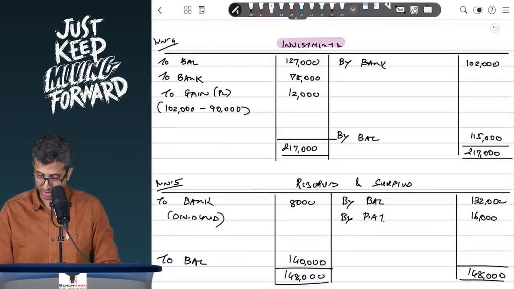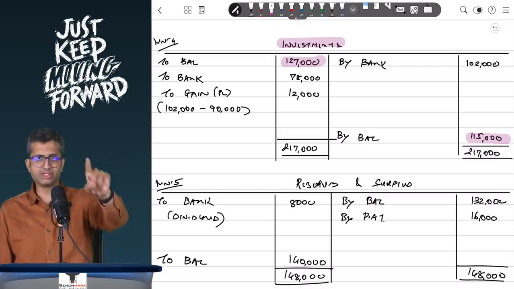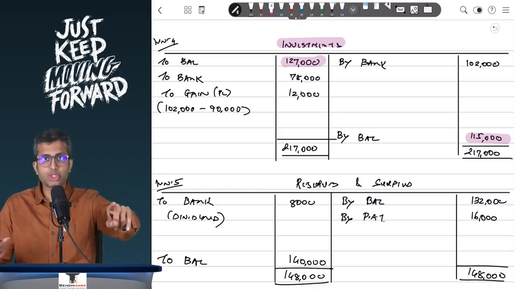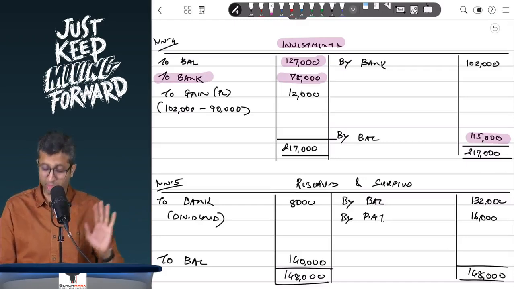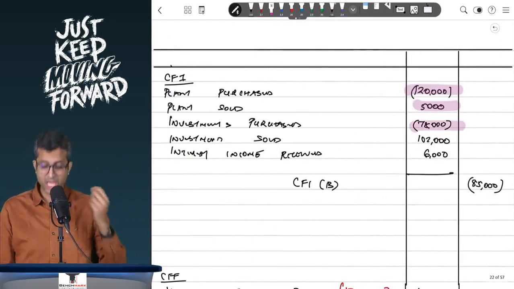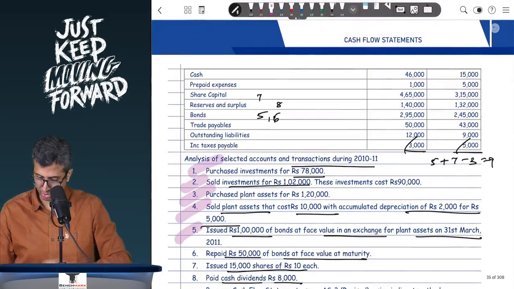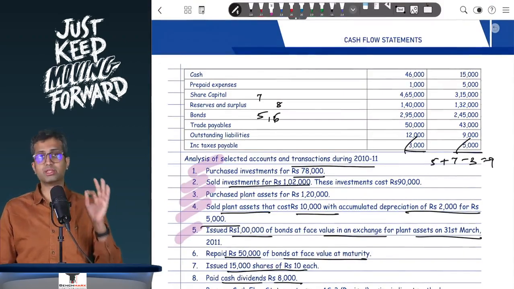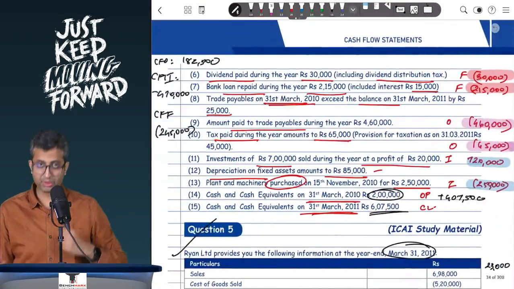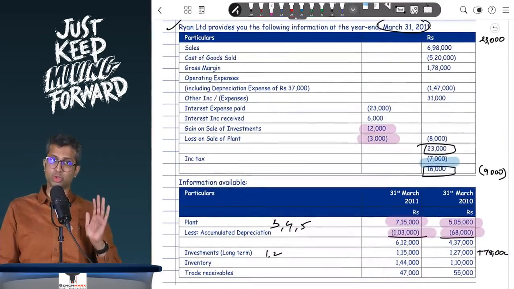So, within the investment account, you will put the opening balance 127, closing balance 1 lakh 15. Again, in adjustment 1 and 2, there is a purchase. So, whatever is the investment purchase, investment account debit to bank 78,000 as it is given. This will go as cash flow from investing. And then there is a sale. The question tells you that sold investments of 1 lakh 2 costing 90. So there is a gain on sale of investment of 12,000. That gain can also be seen over here. Similarly, the loss on plant of 3,000 can also be seen over here.